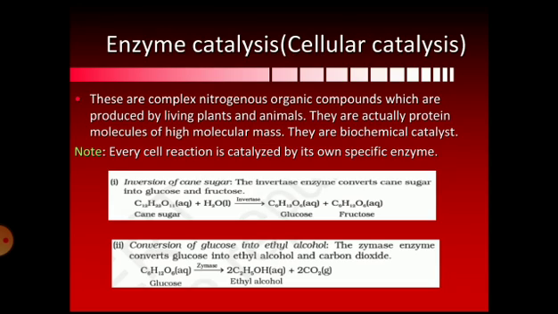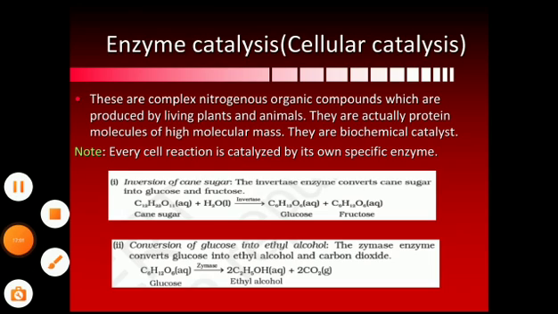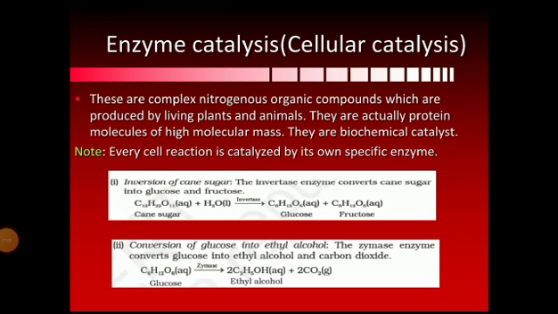समझ में आ रहा है? So without enzymes our food cannot be digested. So it is very important, guys. So enzymes are what? Complex nitrogenous organic compounds, and these are produced by plants and animals. They are actually protein molecules of high molecular mass, and they are biochemical catalysts. They are also called biochemical catalysts or biological catalysts.